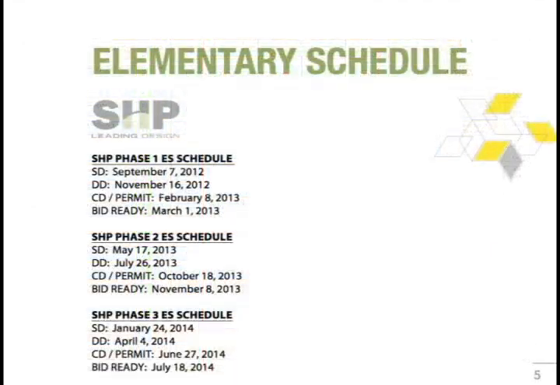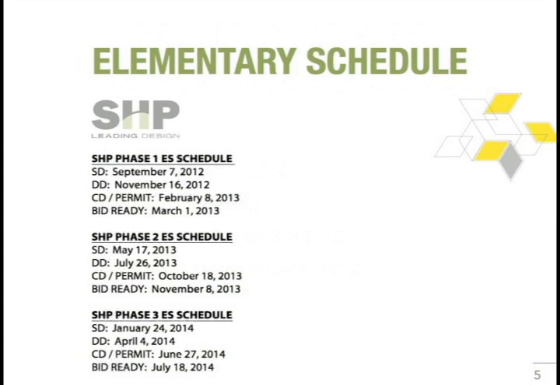So when you look at it, we are coming up November 16th to a DD date, and then spring, February, applying for a permit and completing our CDs, and then being bid ready, which means our documents will not only be ready to build from, they'll be ready to bid from, and they will have a building permit, which is a requirement of the OSCC, by March 1st of the spring. So phase 1 is coming up on us right away. Phase 2 will follow behind that.